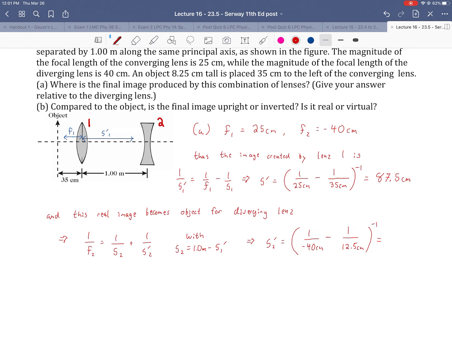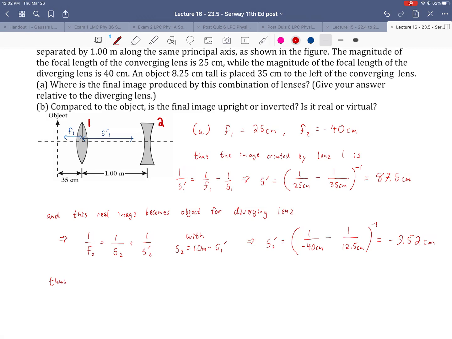Okay, so I'm just going to set this up in my calculator. I got 1 divided by negative 40 minus 1 over positive 12.5, and then the whole thing raised to the negative 1 power. Okay, so I get negative 9.52 centimeters. Okay, so that is our answer. Or another way to put it is that, in fact, here, I will write it this way.